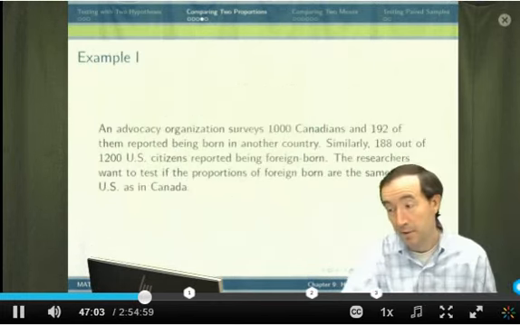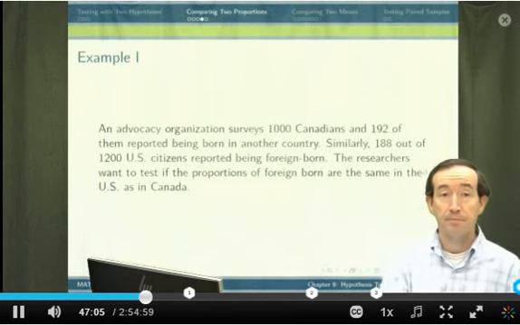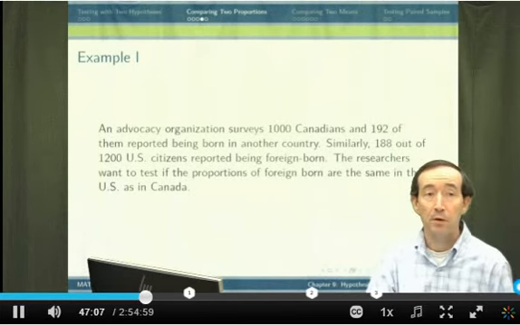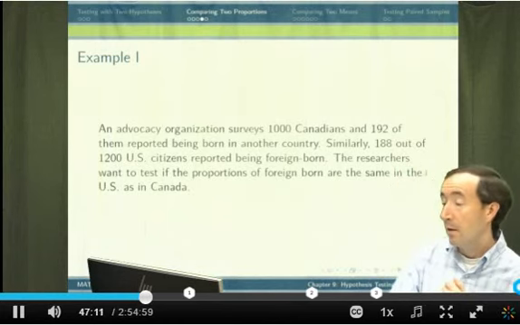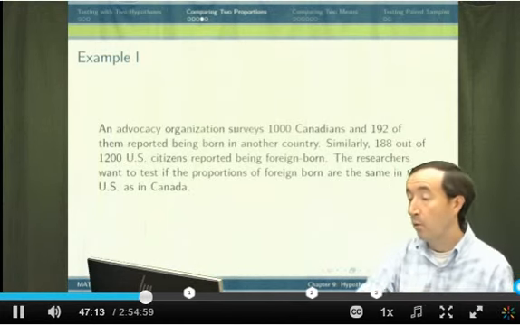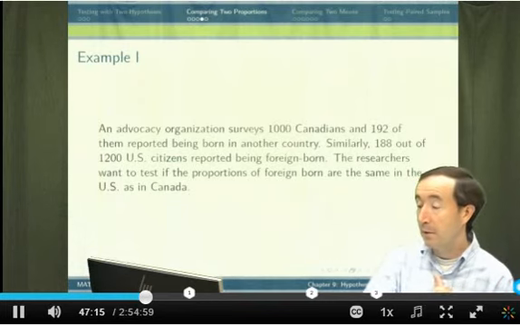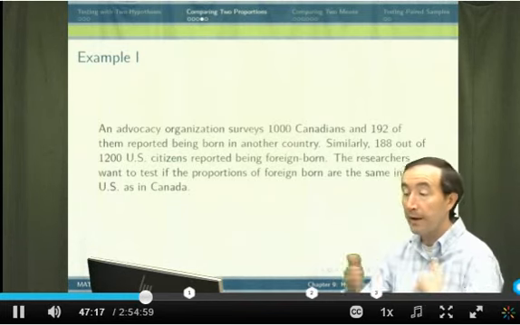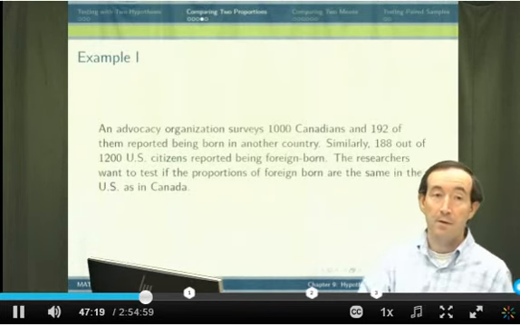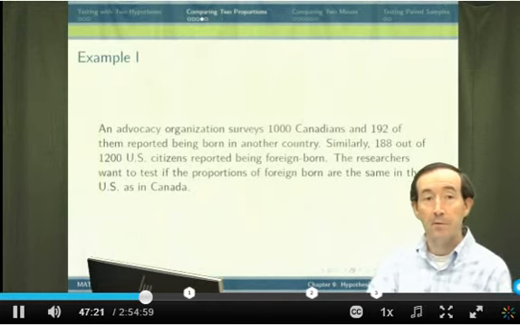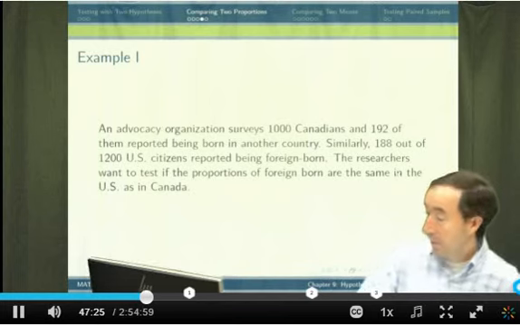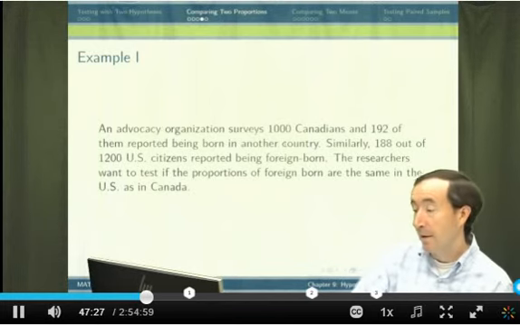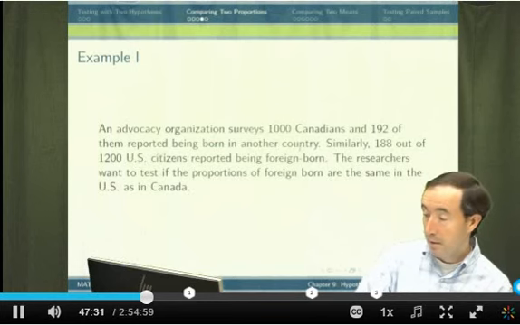So I think the easiest thing to do here is to actually do a couple of examples. So let's start with this first one. Suppose that we have an advocacy organization that wants to know whether the proportions of individuals who are born outside the country are the same for Americans versus for Canadians. And so this organization surveys 1,000 Canadians and finds 192 of them report being born in another country.